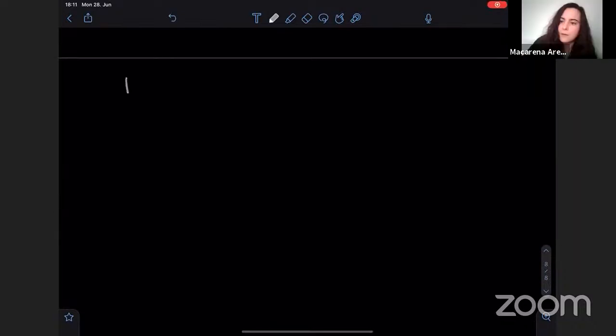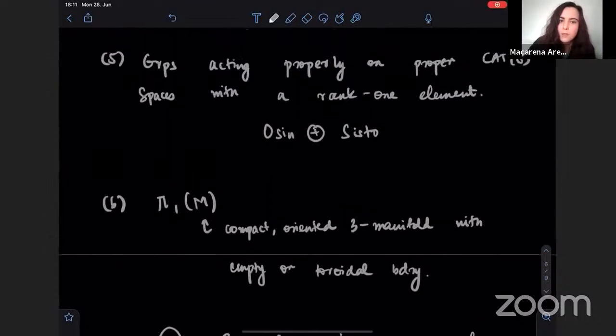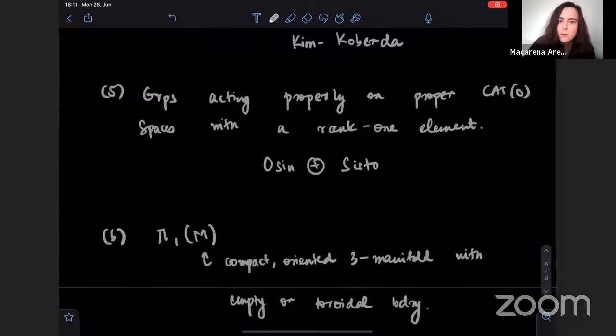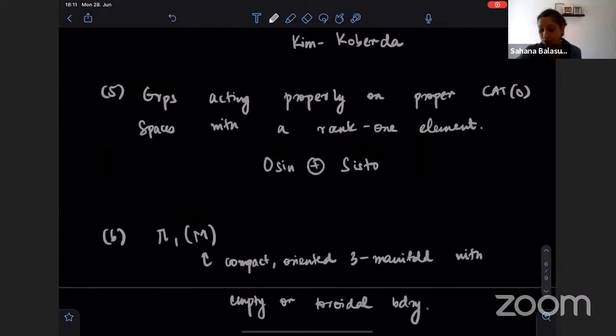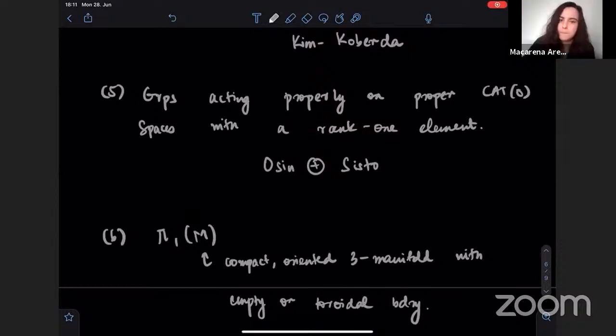One question, Sahana. Yeah. For example, example number 5. Did you mention what spaces these groups act on? I did not, but I believe you can look at the action on the Salvetti complex. Okay. Are there any other questions?